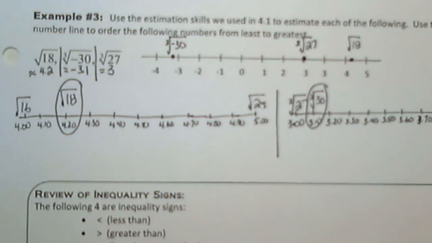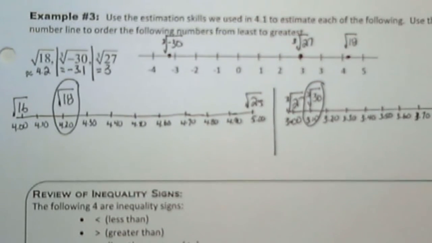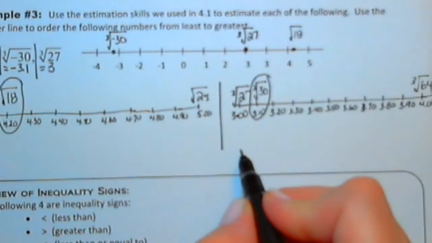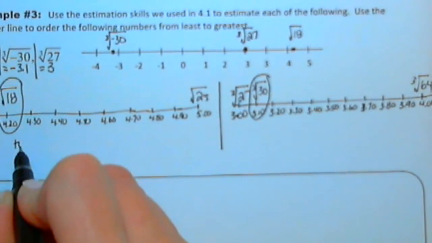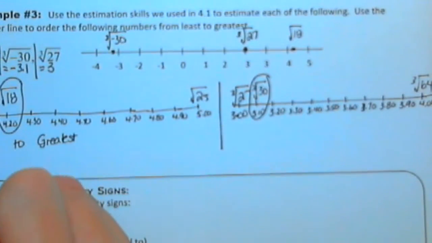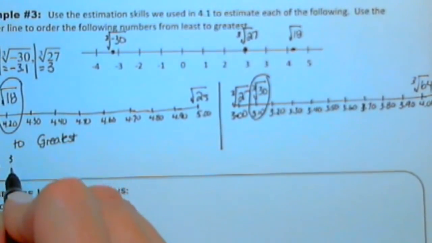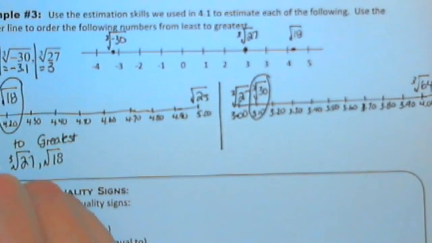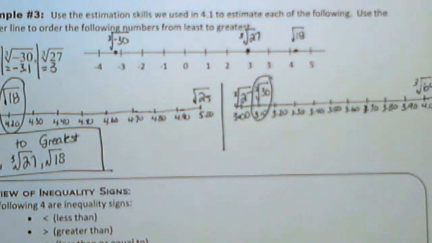Again, I want my answers from least to greatest. Please make sure when you're doing these questions that you don't assume it's least to greatest, because occasionally you'll get asked greatest to least. So, least to greatest is the cube root of -30 followed by the cube root of 27, followed by the square root of 18. And again, that's the answer that they were looking for.